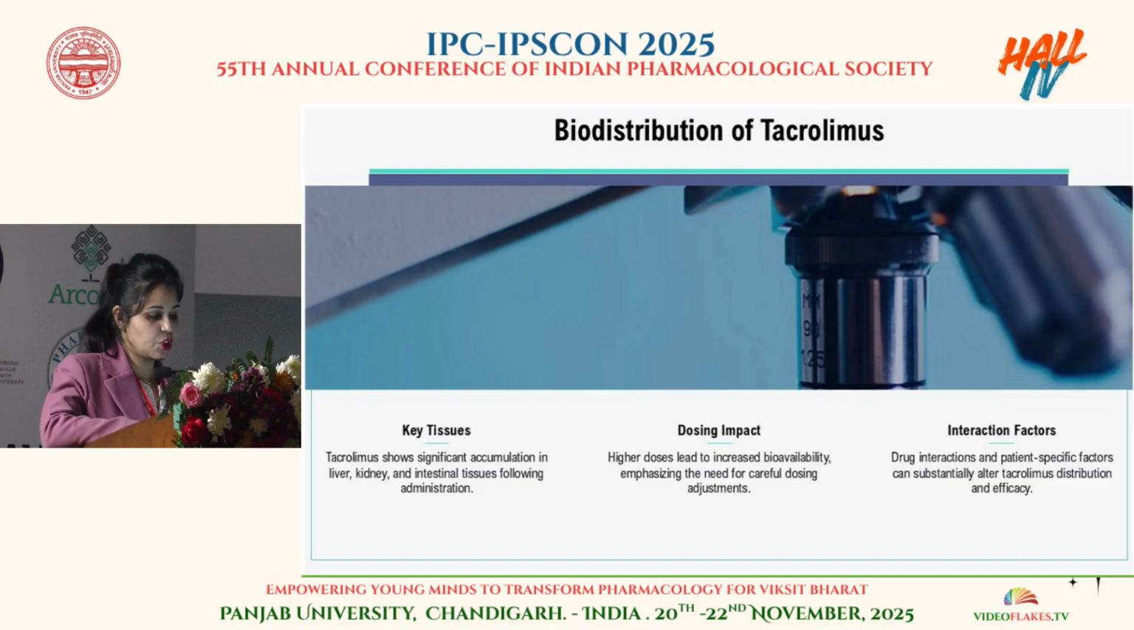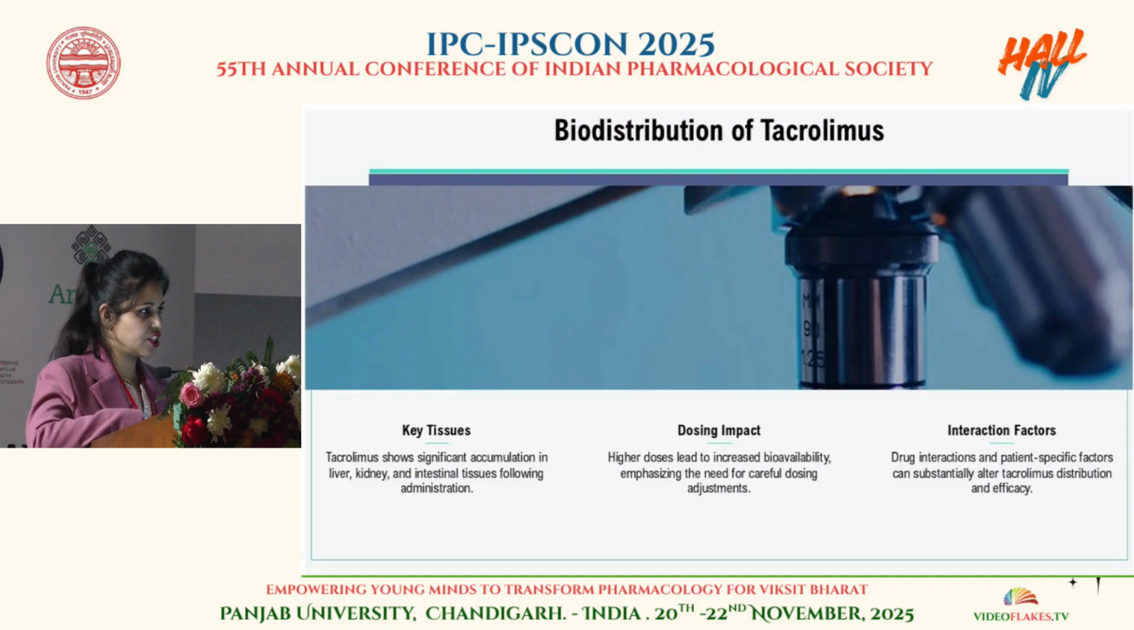So this is the biodistribution of tacrolimus. Tacrolimus significantly accumulates in liver, kidney, and intestinal tissues following oral administration. Higher doses lead to increased bioavailability, but higher doses must be given with dose adjustment because the major limiting side effect is nephrotoxicity. These drugs also show interaction, so drug interactions and patient-specific factors also vary the distribution of tacrolimus.